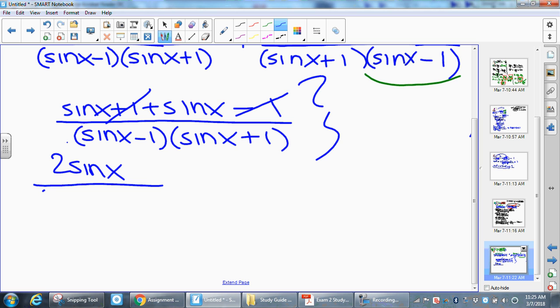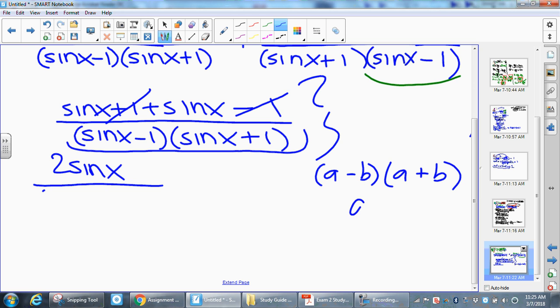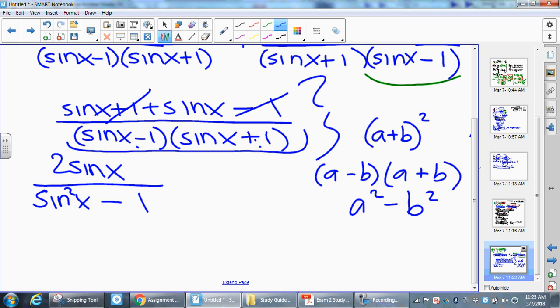If we multiply these two binomials, it's like when you have a minus b times a plus b, and you end up with a squared minus b squared, a difference of squares. So we do that here, and we're going to get sine squared x minus 1. Negative times positive is a negative. You're thinking about if it was the number, but the sine is already squared. It's right there.